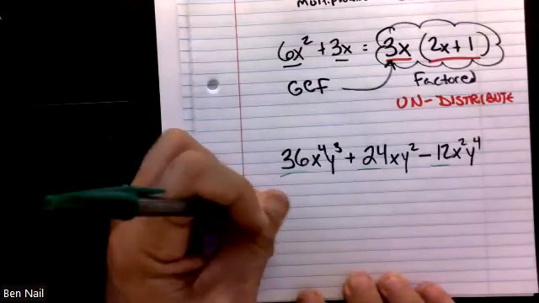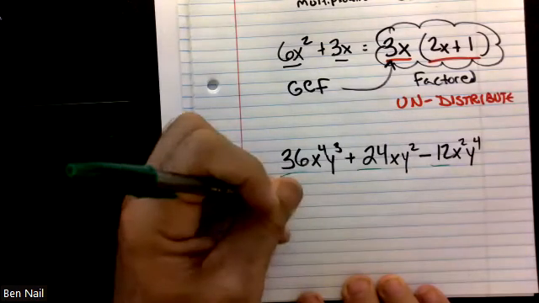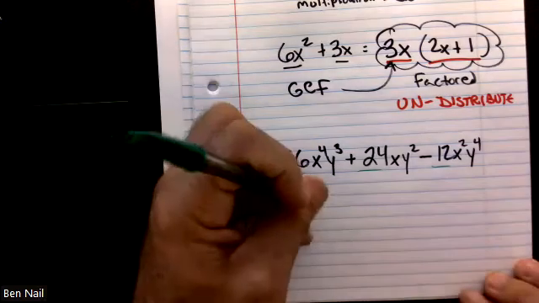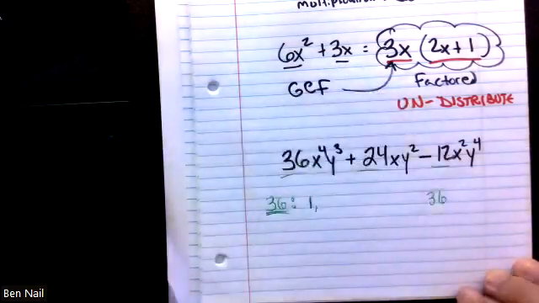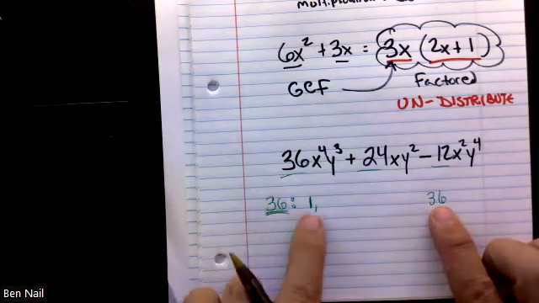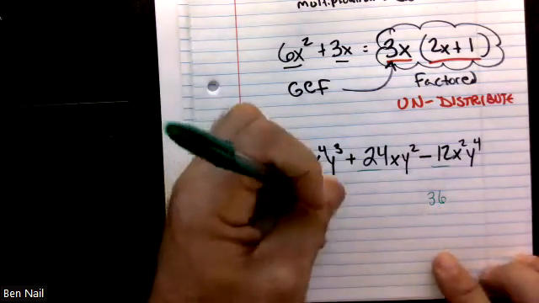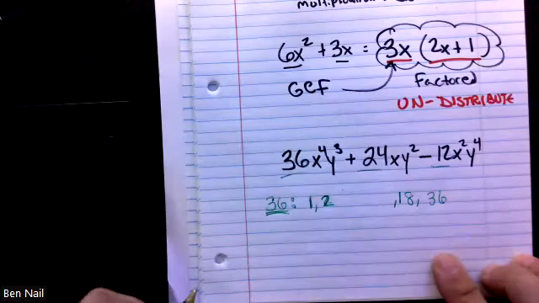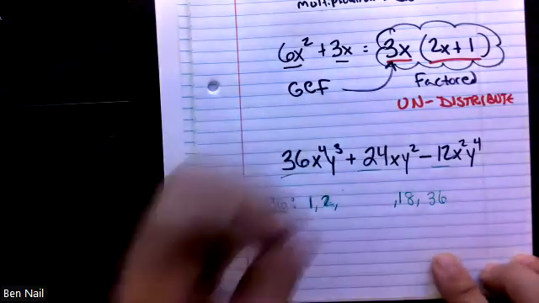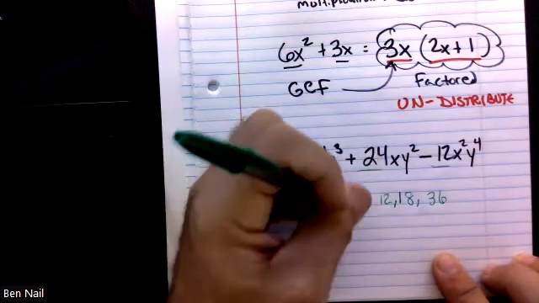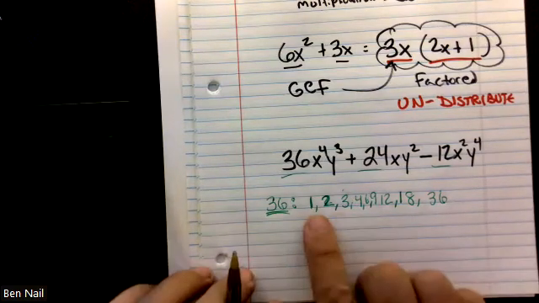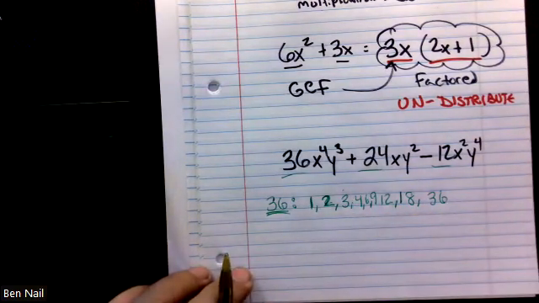So 36, I'm going to list all of the factors of 36, and I'm going to list them in pairs. Okay, what that means is, factors are whole numbers that multiply to get 36, like 1 and 36. So 1 times 36 equals 36. These are factors. Okay. 36 is also 2 times 18. So these are factors. It's also 3 times 12 and 4 times 9 and 6 times 6. So all of these numbers are factors of 36.